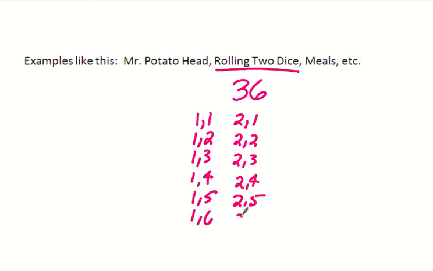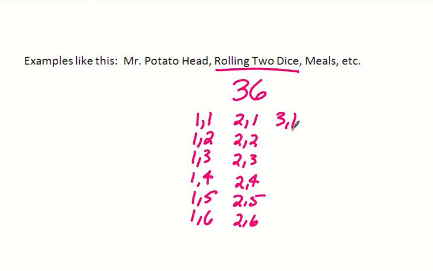A 2 and a 5, a 2 and a 6, and a 3 and a 1. I mean, you get the idea, I hope. That's going to be 36 total, 6 groups of 6.